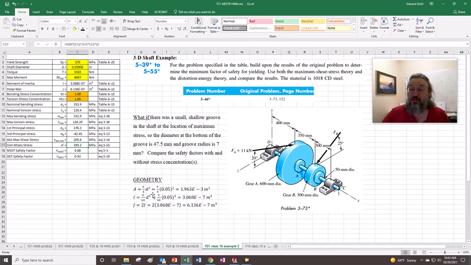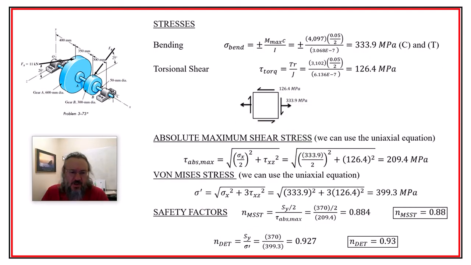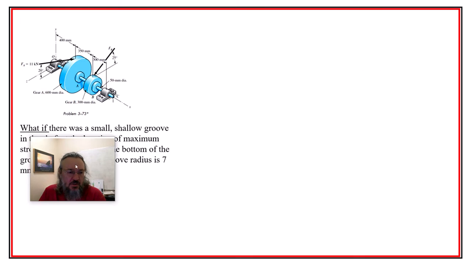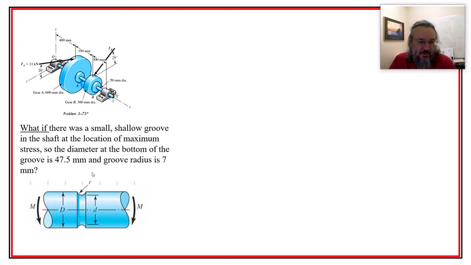Wouldn't you know it? But anyway, this one doesn't pass, right? It doesn't even have a safety factor of 1. So we're probably going to need to do something about it. It's already bad, but let's go ahead and do our what if thing, because we have stress concentrations, and this is another example where we're going to see what happens with the stress concentration. All right, so this is the what if scenario where I have my 47.5 millimeter at the root. That's going to be my D right here, and I'm going to have a radius of 7 millimeters.